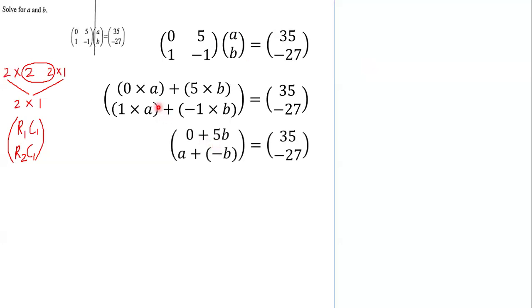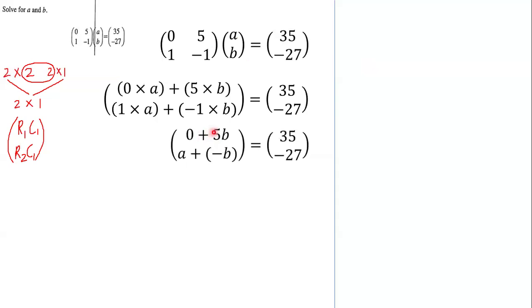So what do we have? We have 0 multiplied by A, which is 0. 5 multiplied by B, which is 5B. 1 multiplied by A, which is simply A. -1 multiplied by B is -B. And we set that equal to this matrix.